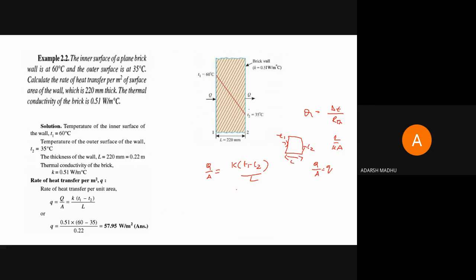T1 is given as 60 degrees Celsius and T2 is given as 35 degrees Celsius. So the net change in temperature is 60 minus 35, which is 25 degrees Celsius. K is 0.51 watt per meter degree Celsius. So Q equal to 0.51 into 60 minus 35 divided by 0.22 is 57.95. So this is the problem we discussed in the last class.